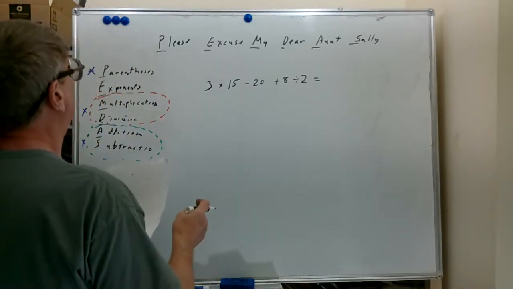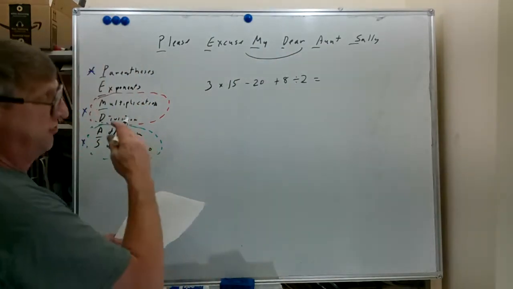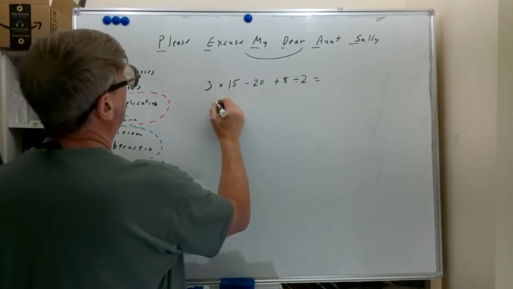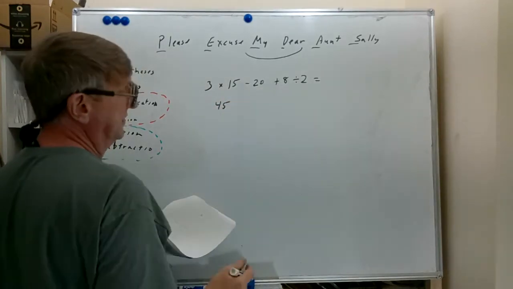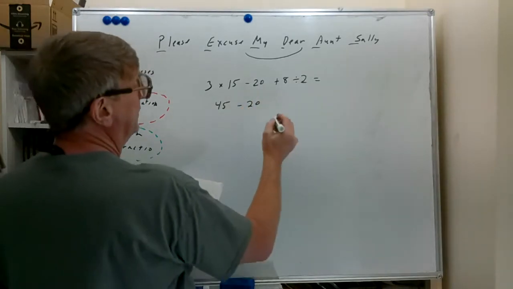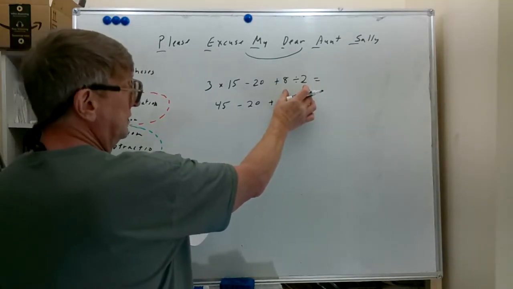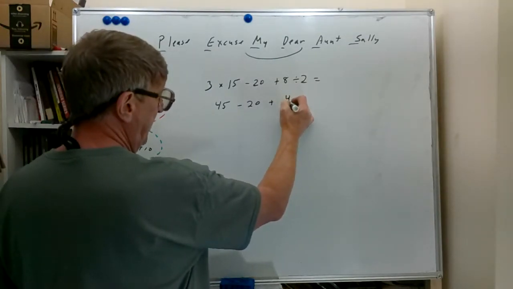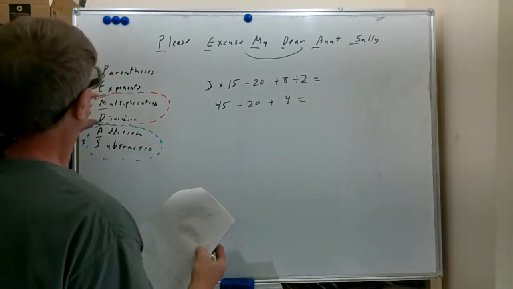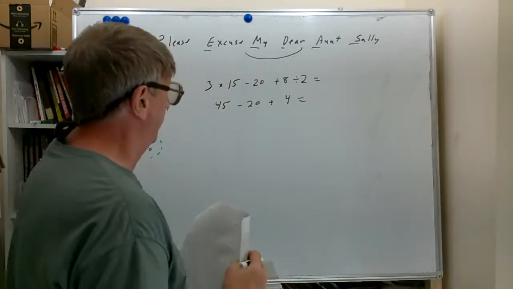Next thing we want to do is the multiplication and division, starting from the left, going to the right. So 3 times 15, 45. We're not going to do any subtraction yet, so we'll just leave that alone. We're not going to do any addition yet, leave that alone. But 8 divided by 2, we're going to do that. That's 4. So we've done the multiplication and the division for this step of the order of operations as we approach them from left to right.